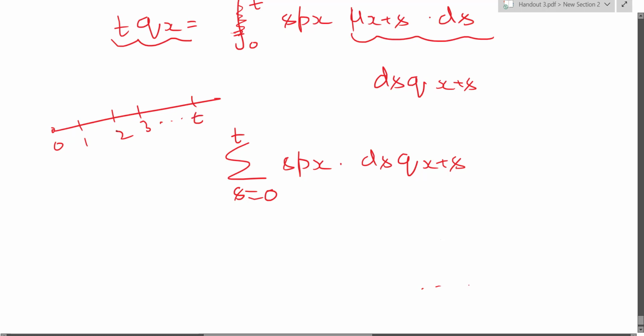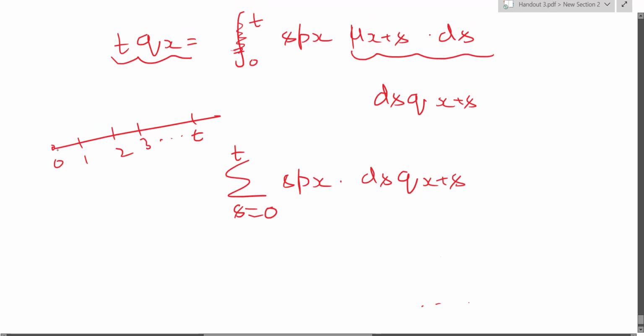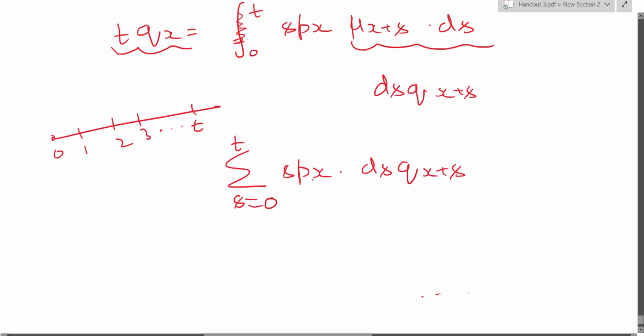So I am just assuming that deaths can occur only at the end of the years, okay, and not throughout. But obviously this one is continuous, so it assumes that deaths can occur anywhere. But for understanding, we can use this. So now what are we trying to say?